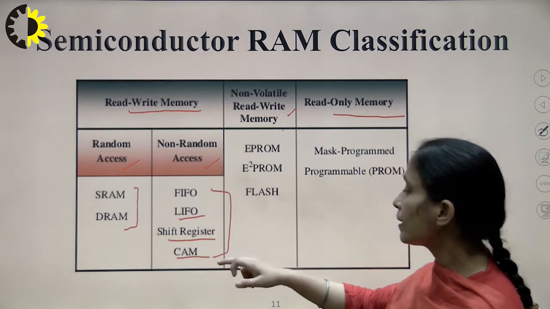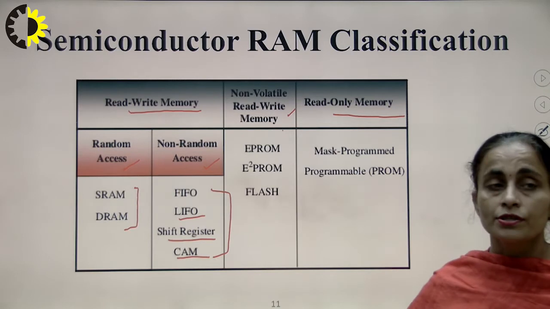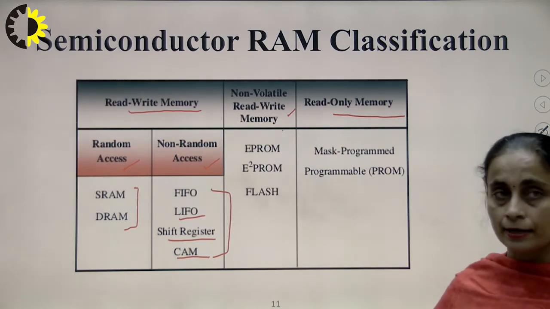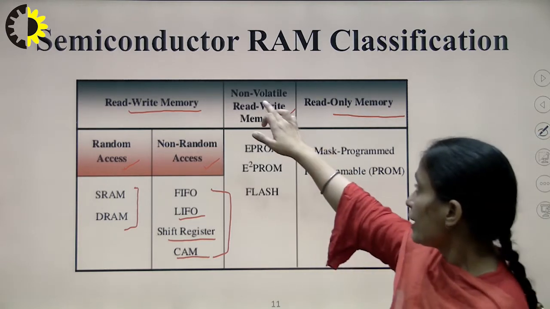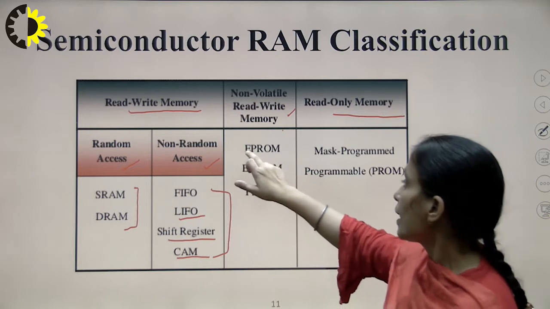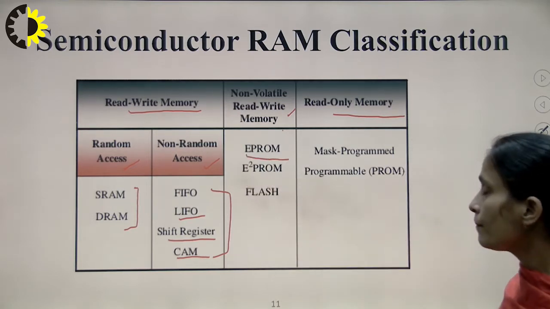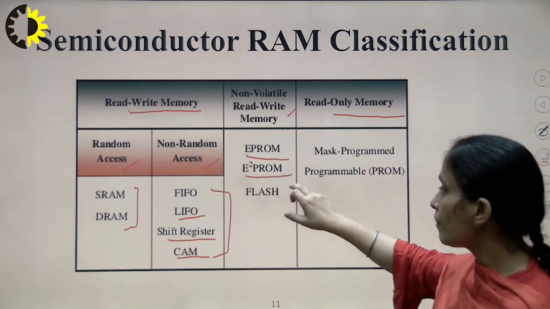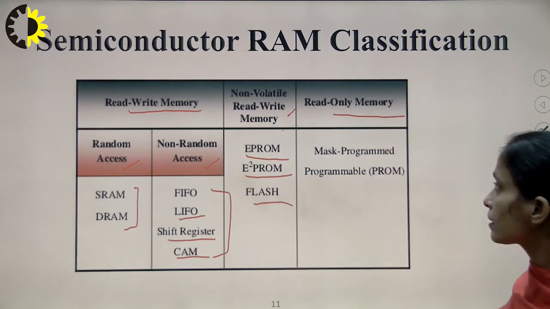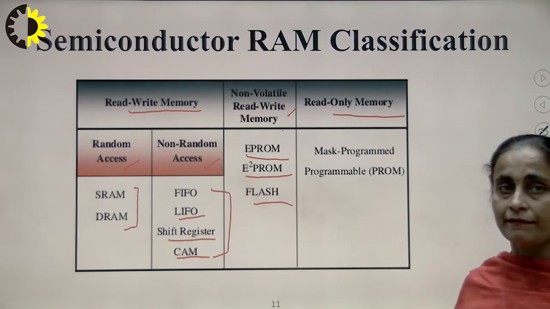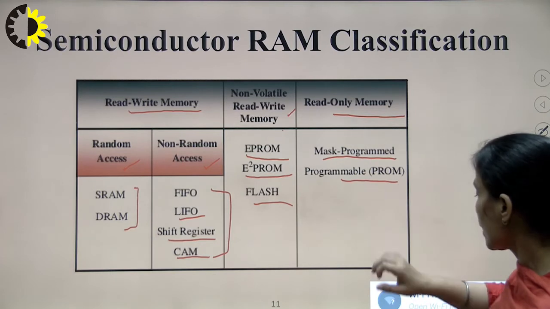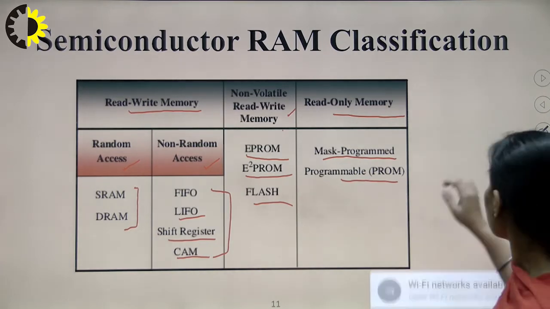CAM means content addressable memory. I have to search the registers or search my contents as per my content. Then if it follows non-volatile operation behavior, I can categorize it as EPROM or E2PROM or flash memory. And if it is categorized as ROM, that is read only memory, then it is known as mask programmed, or programmable, that is PROM.